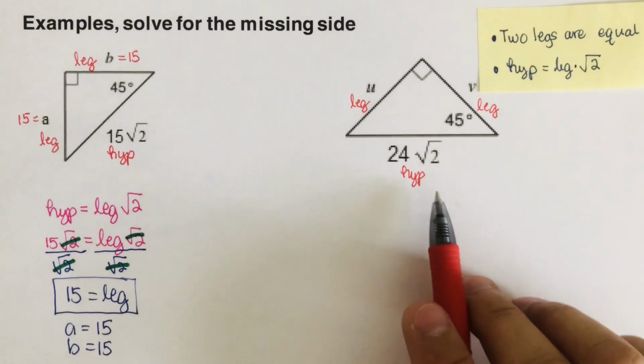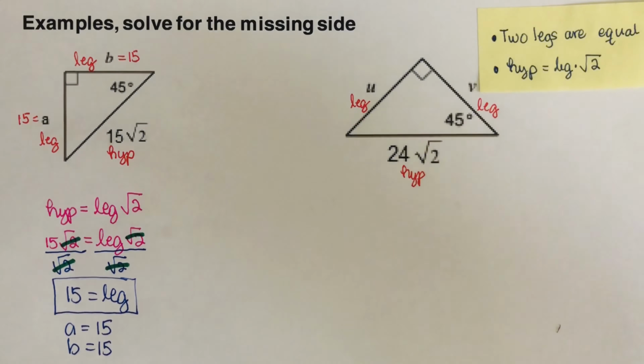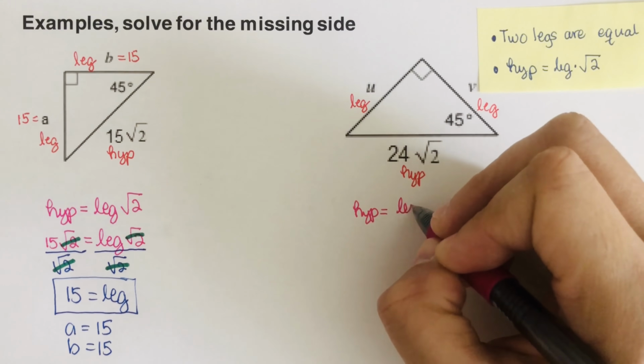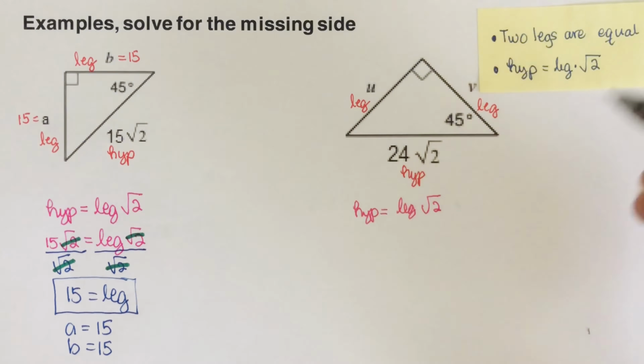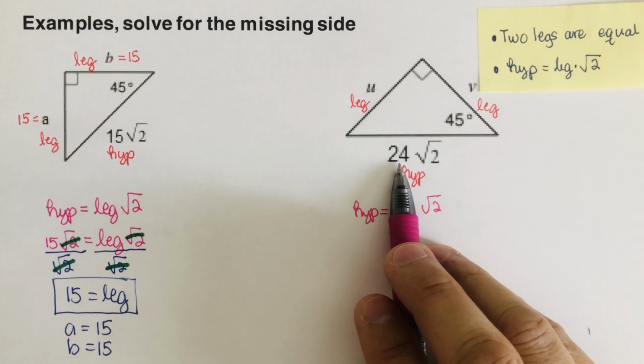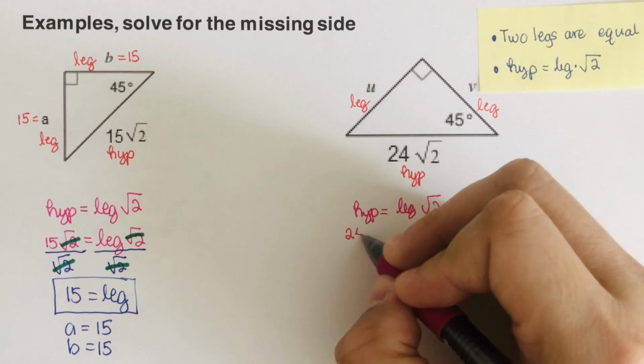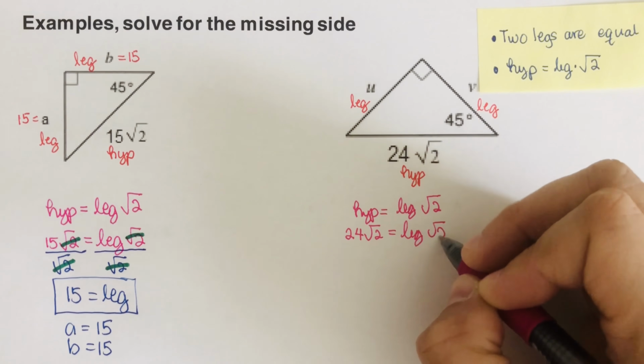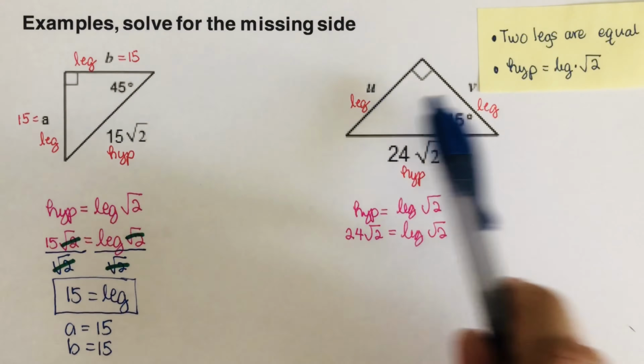So we remember that the formula for hypotenuse is equal to leg times square root of 2. Our hypotenuse is 24 square root of 2. So I'm going to write 24 square root of 2 equals leg square root of 2. I want the leg because those are missing.